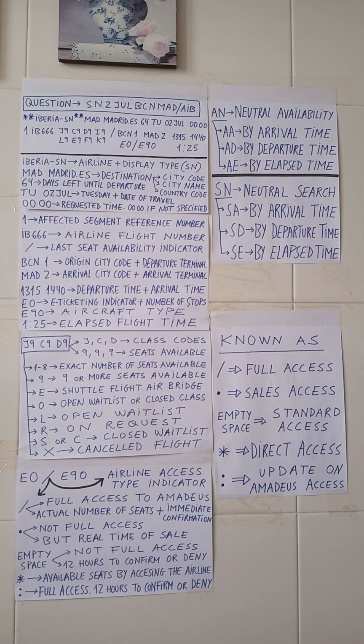But we could have performed the availability search with SA, SD, SE, AN, AA, AD, AE. This would cause a different way of organizing flight options. I recommend that you watch the video above to understand how Amadeus is going to organize all the available travel options taking SN, SA, SD, SE, AN, AA, AD, or AE as a reference.